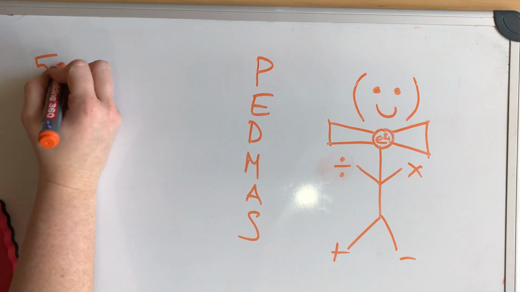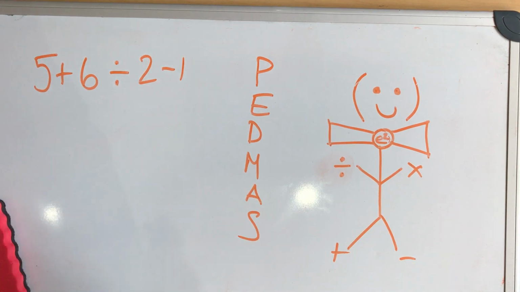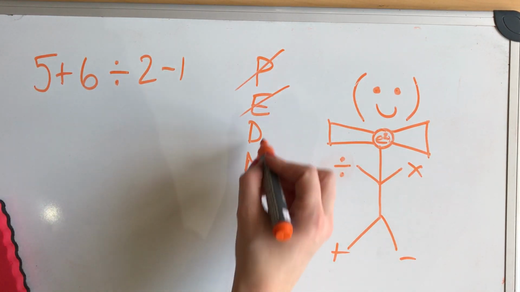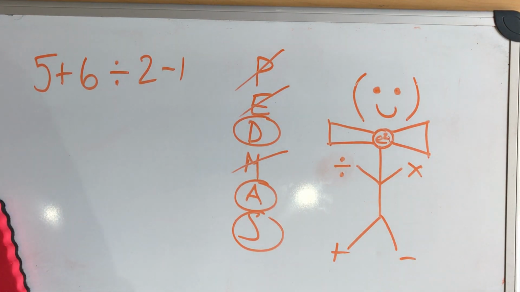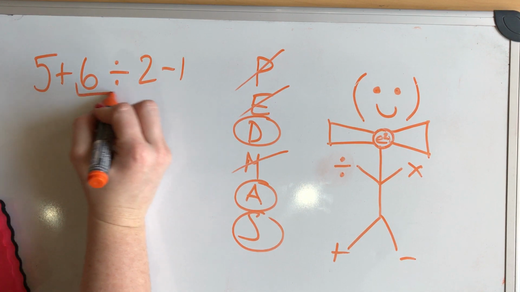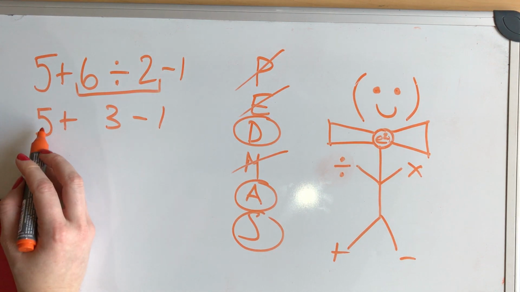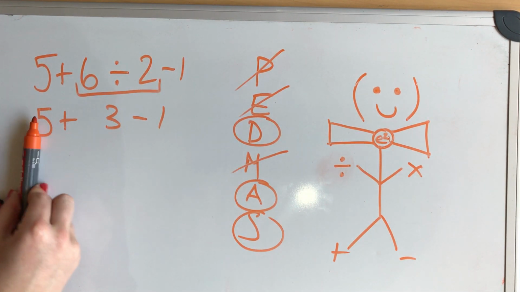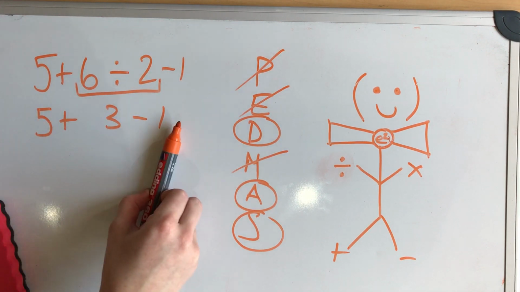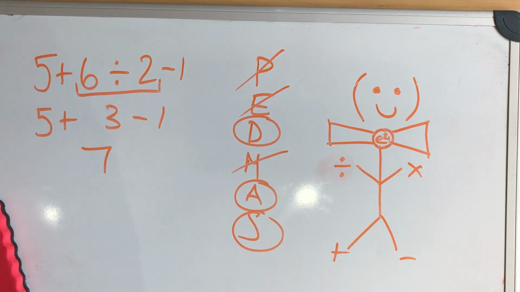Then I've got 5 plus 6 divided by 2, subtract 1. No parentheses, no exponents. I've got a division, no multiplication, addition and subtraction. So I'll start with my division. 6 divided by 2 is 3. So I've now got 5 plus 3, subtract 1. Now these I can do any way round, however, always start from the left hand side. So 5 plus 3 is 8, take away 1 will give me 7.